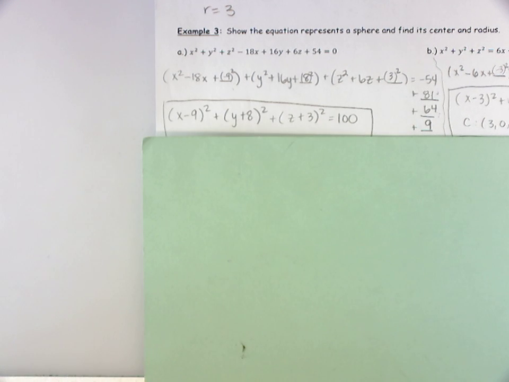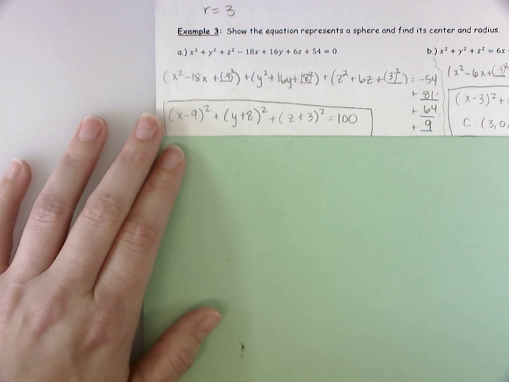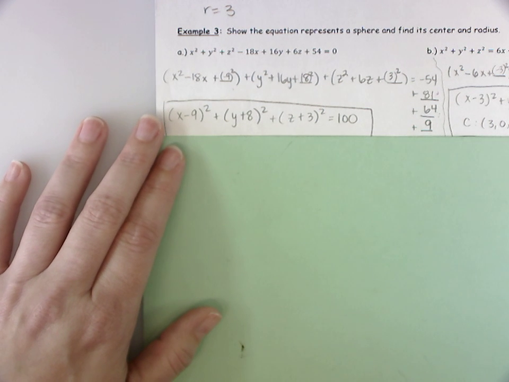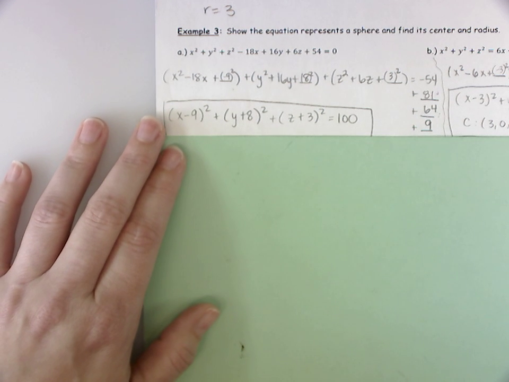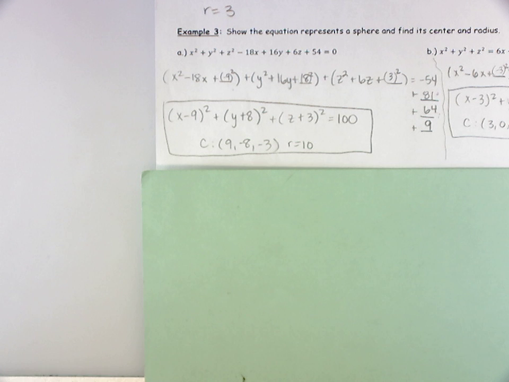Okay, so Lauren, what's our radius going to be of this? Okay, good. How do you know? Perfect. Take the square root of 100, that'll be 10. And then Jonathan, what's our center going to be? It's going to be 9, comma, negative 8, comma, negative 3. Perfect. Okay, good. So your center is 9, -8, -3, and then your r value is going to be 10.